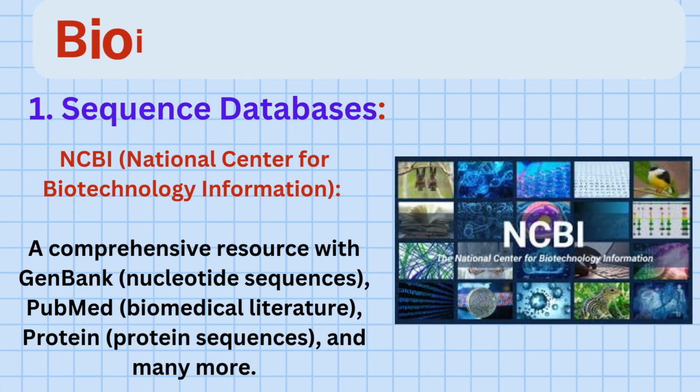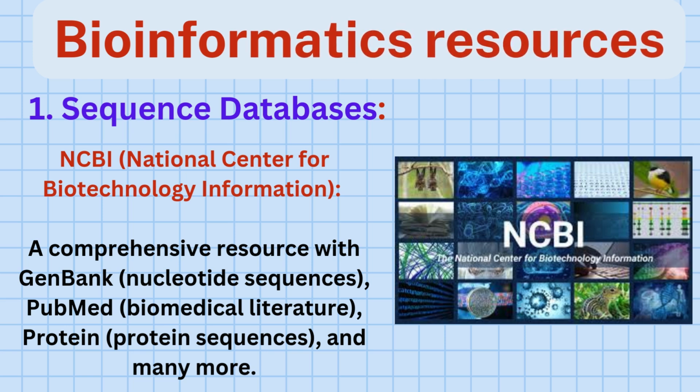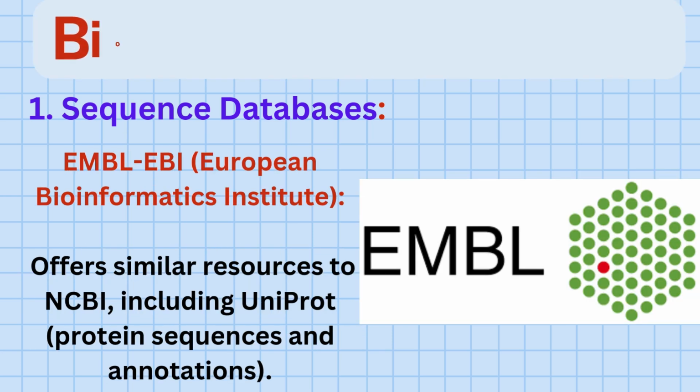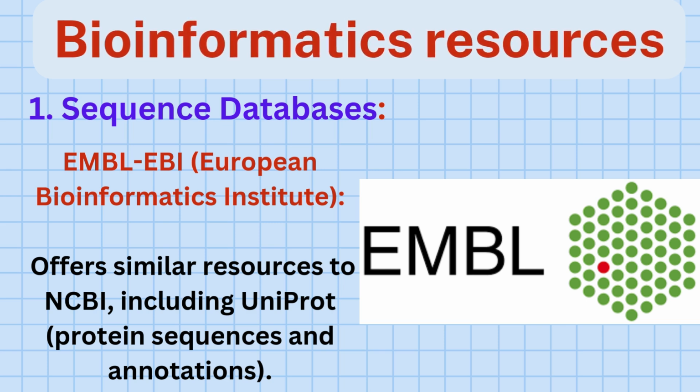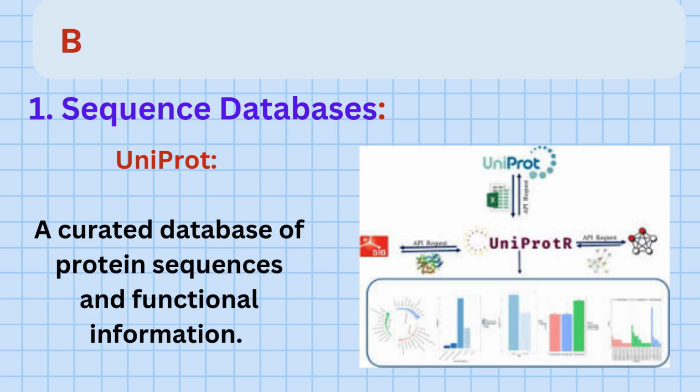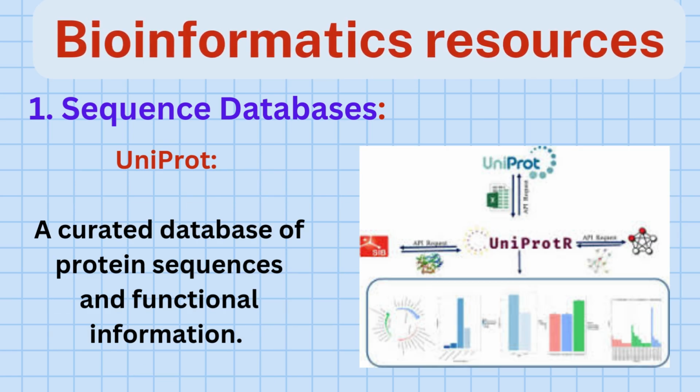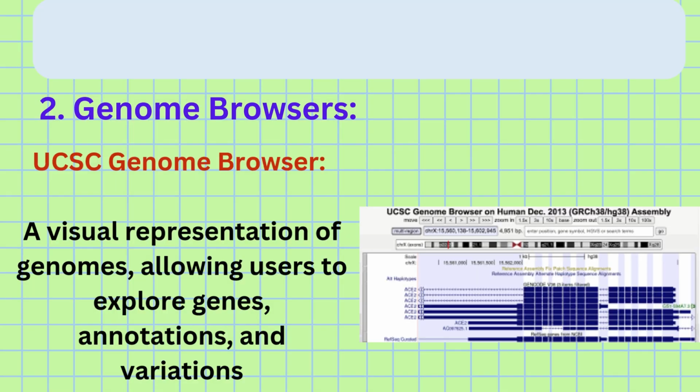1. Sequence databases. NCBI, the National Center for Biotechnology Information, a comprehensive resource with GenBank, nucleotide sequences, PubMed, biomedical literature, protein sequences, and many more. BLAST, a powerful tool for sequence similarity searches. EMBL-EBI, the European Bioinformatics Institute, offers similar resources to NCBI, including UniProt, protein sequences and annotations. UniProt, a curated database of protein sequences and functional information.